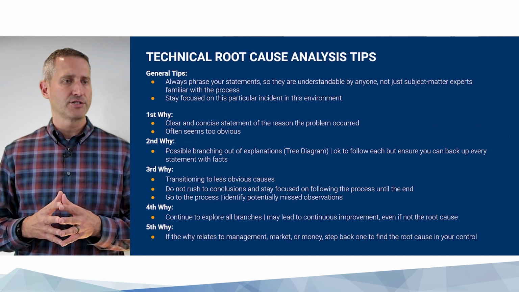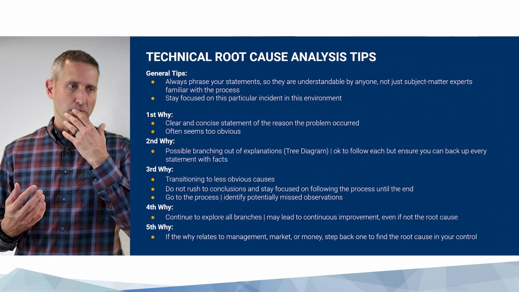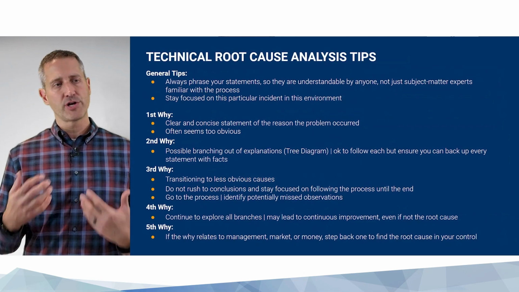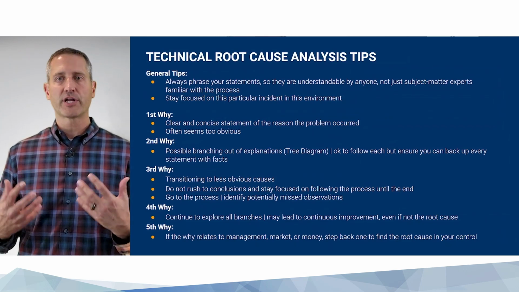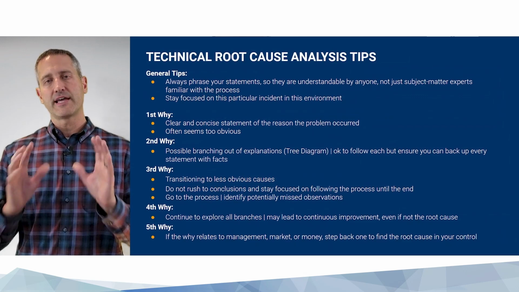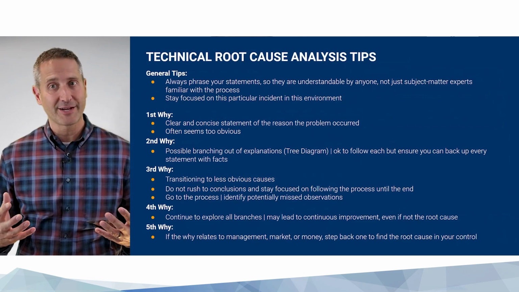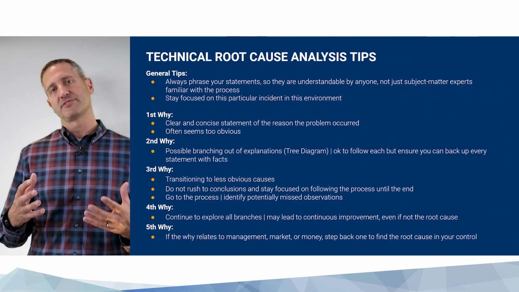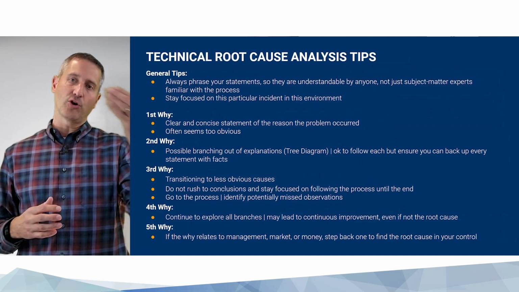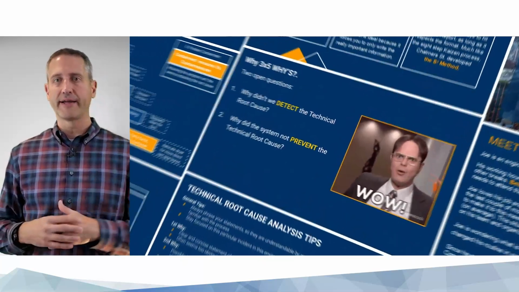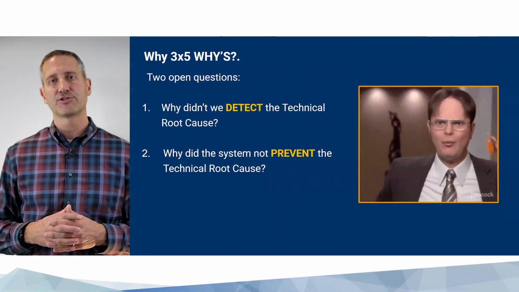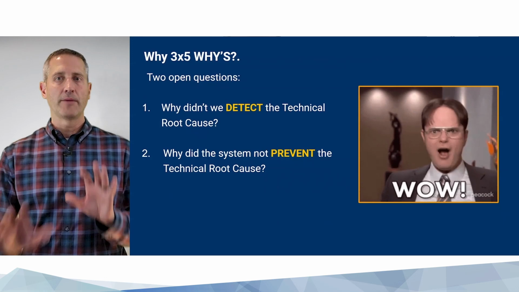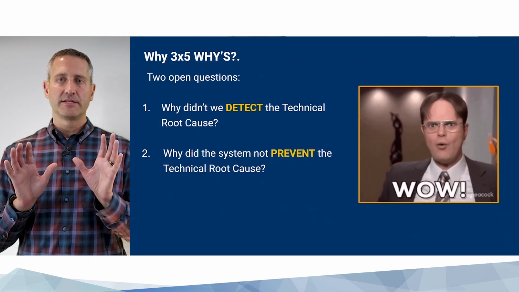The last point, just keep in mind that if you get to somewhere where you're talking about management, money, the market, things out of your control, that's not a great place to do your solving because you can't control it. We're looking for things that we can change and are within our scope of responsibility that we can control. And so we might have to go back up to the 4th why or the 3rd why to actually get a solution in. Okay? So I'm going to leave that there, and we will continue, and we'll talk about what the 3 in the 3x5 whys means.